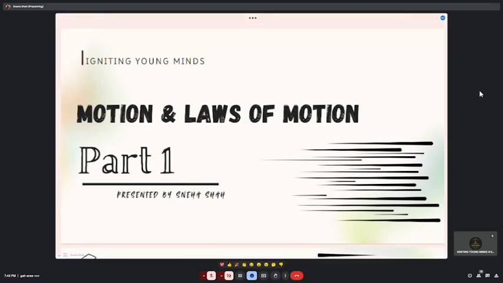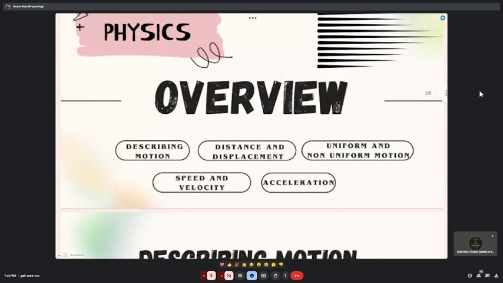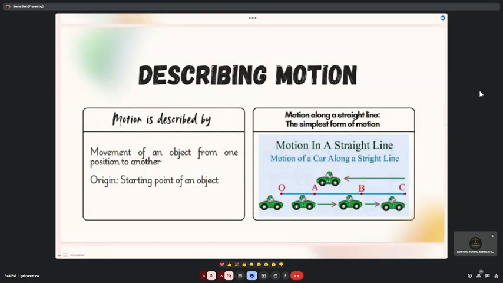Yes, ma'am. Okay. So we will understand what motion is, and the laws of motion will be taken up in the upcoming sessions. Today, we are going to understand how to describe motion, distance and displacement, uniform and non-uniform motion, speed and velocity, and acceleration. Describing motion. What do you understand by motion? Anyone can answer that, it is a very basic question. When I say the word motion, what comes to your mind?